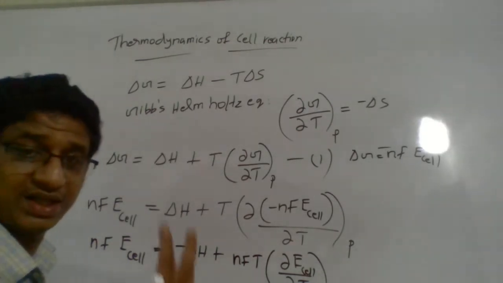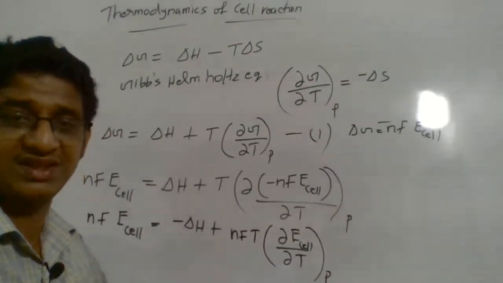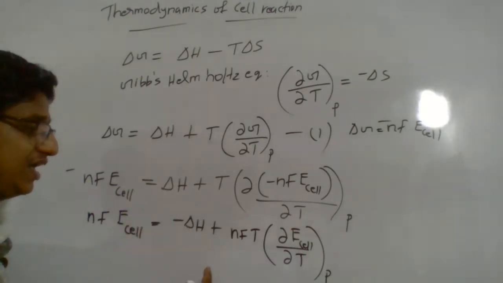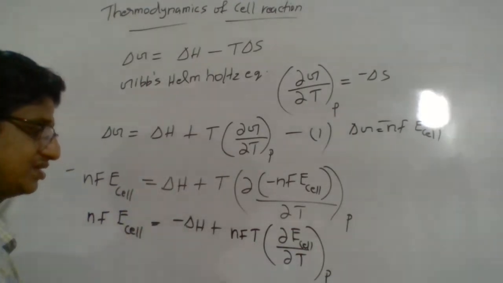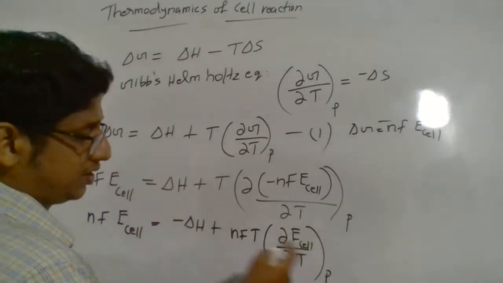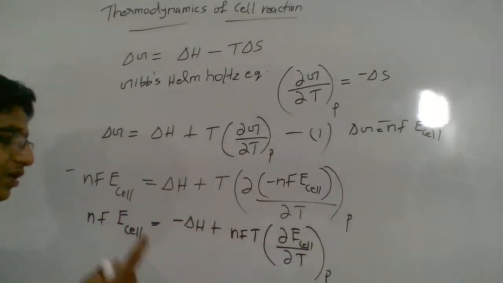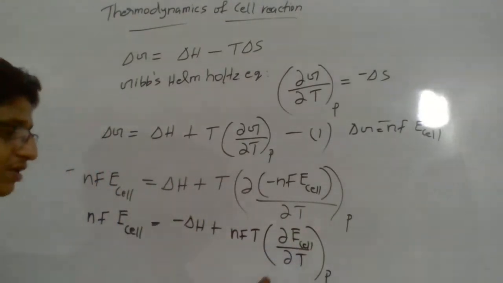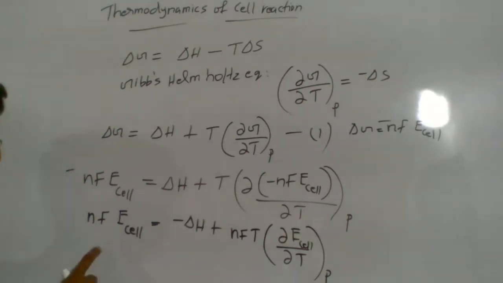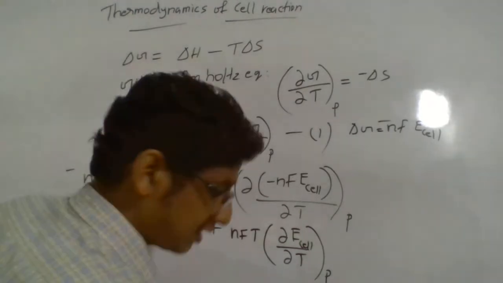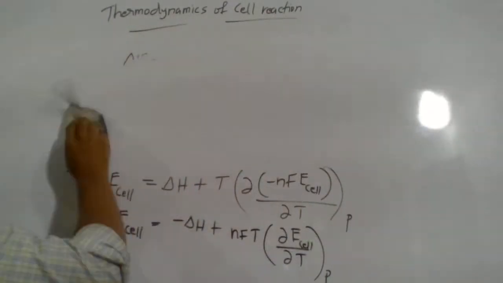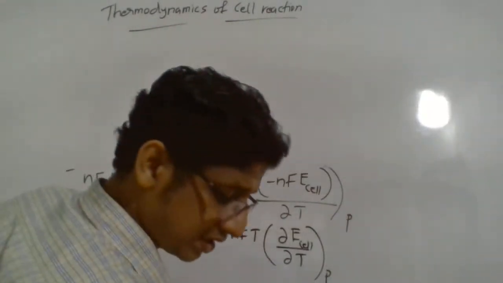nFE cell is nothing but electrical energy produced, right? nFE cell is equal to electrical energy produced, minus delta H is the change in enthalpy. nF and T are constant, T is temperature, and dou E by dou T at constant pressure. If we have the change in Gibbs energy with respect to temperature at constant pressure, if you have this value, you can find the amount of electrical energy that is produced. So now let us compare delta H and the amount of electrical energy produced.